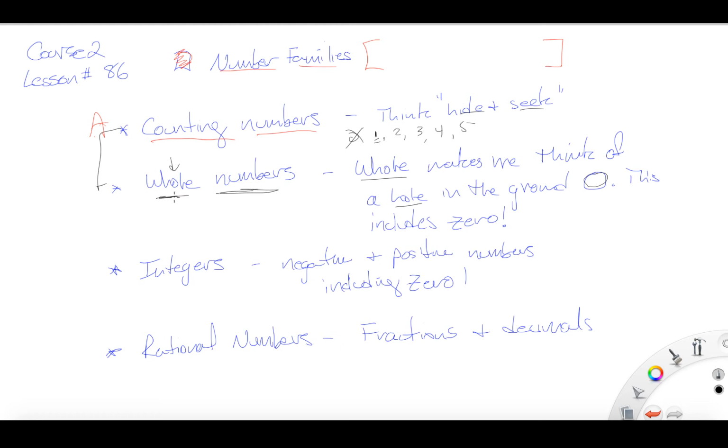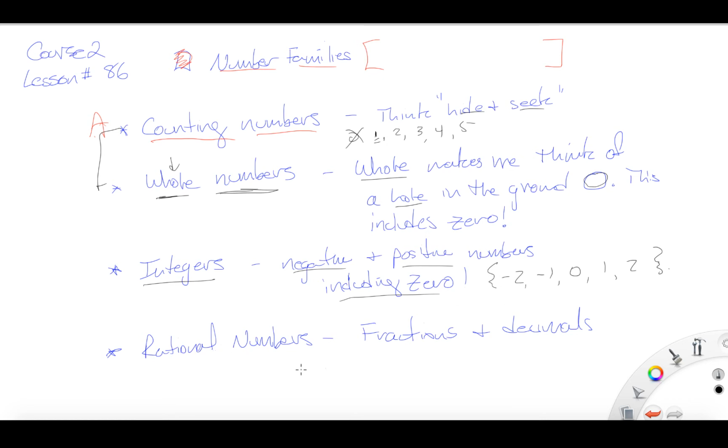All right, so integers would be the opposite of the counting numbers and whole numbers. So integers are all the negative and positive numbers, including 0. So -2, -1, 0, 1, 2 would be an example of those integers.